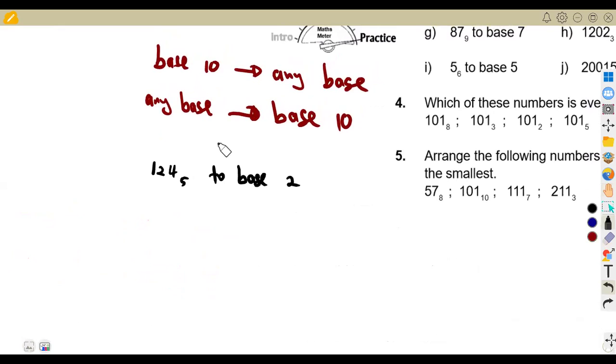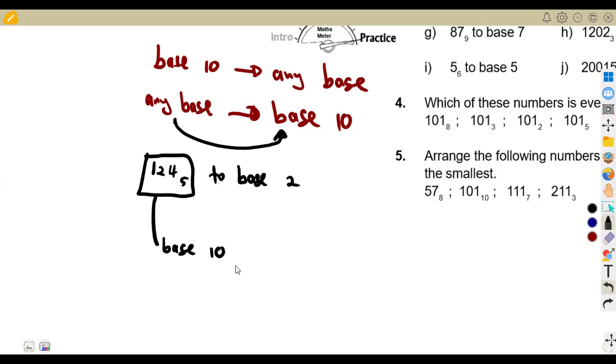Remember, we know how to convert any base to base of 10. Meaning to say this number here can be converted to base 10. Then after that, we convert now from that base 10 to any base, meaning to say we can now convert to base of 2. So we have to convert the number first to the base of 10. All right, so let's convert 124 in base of 5.